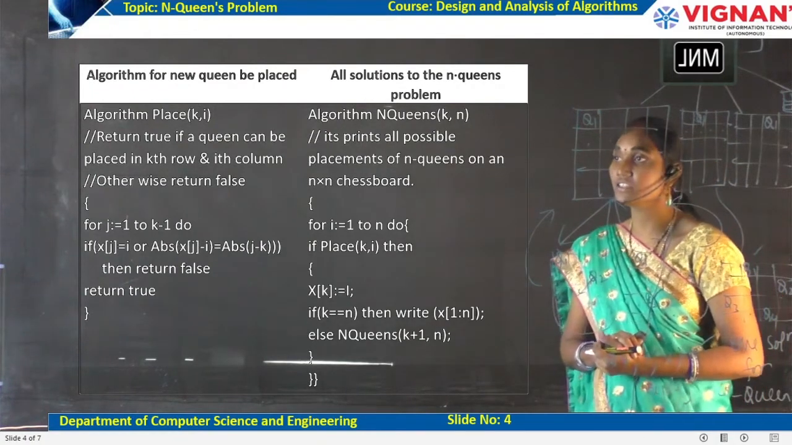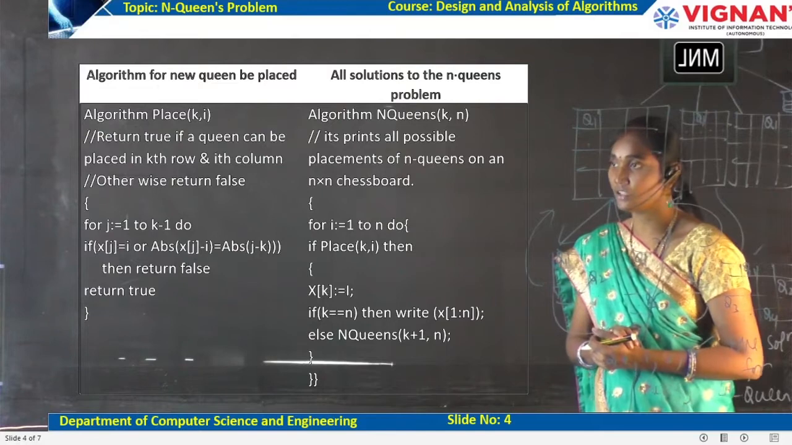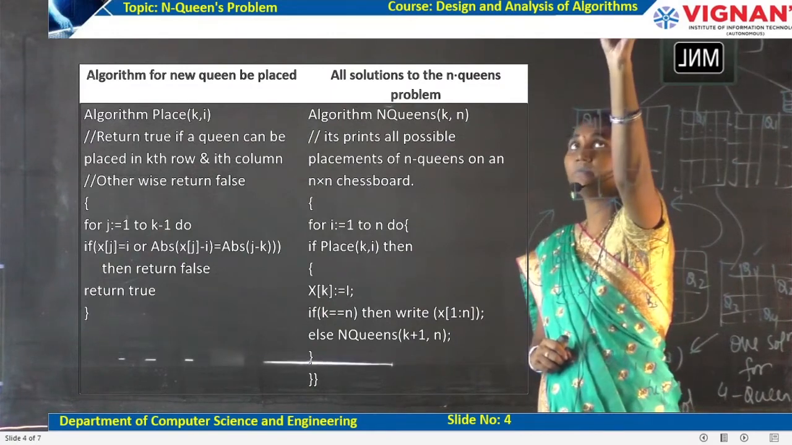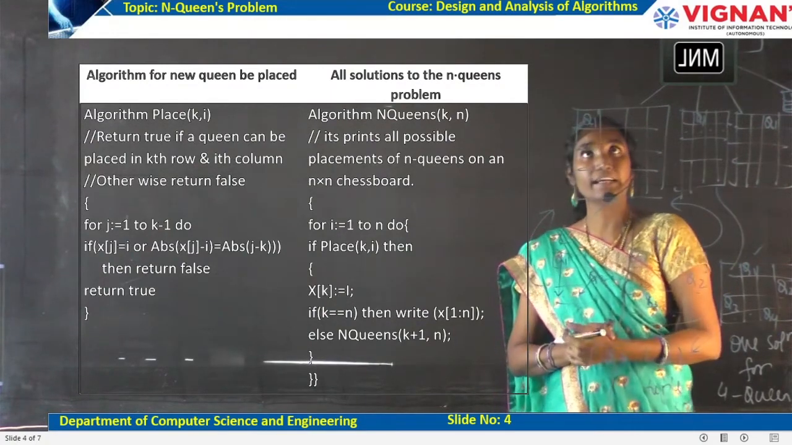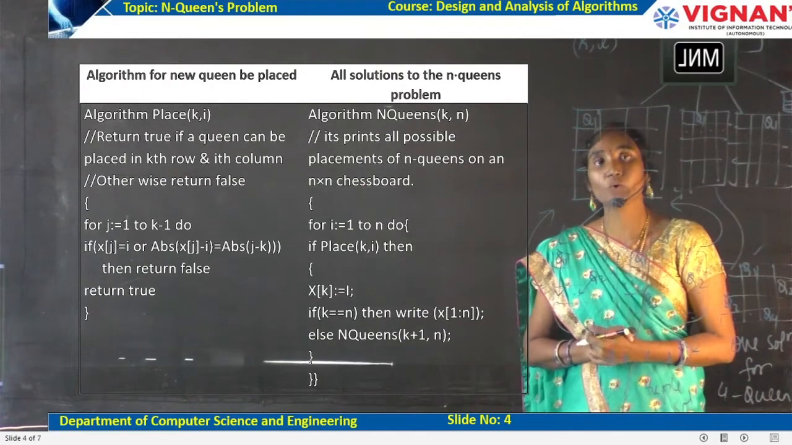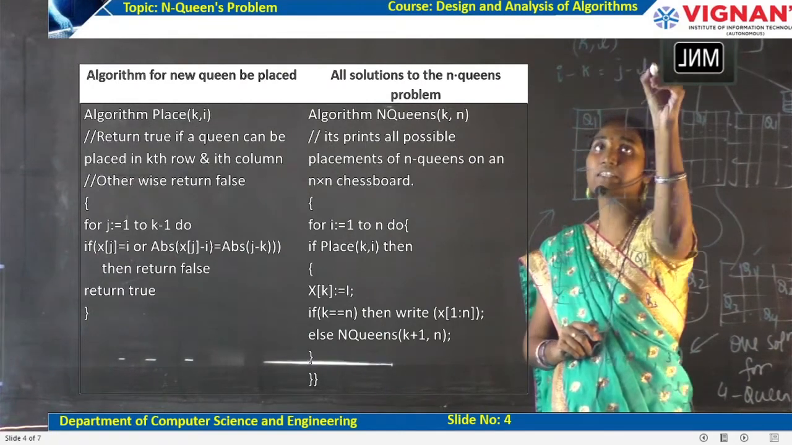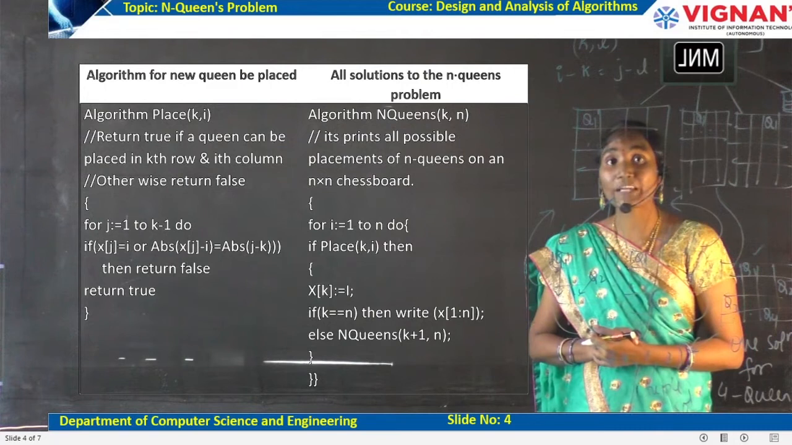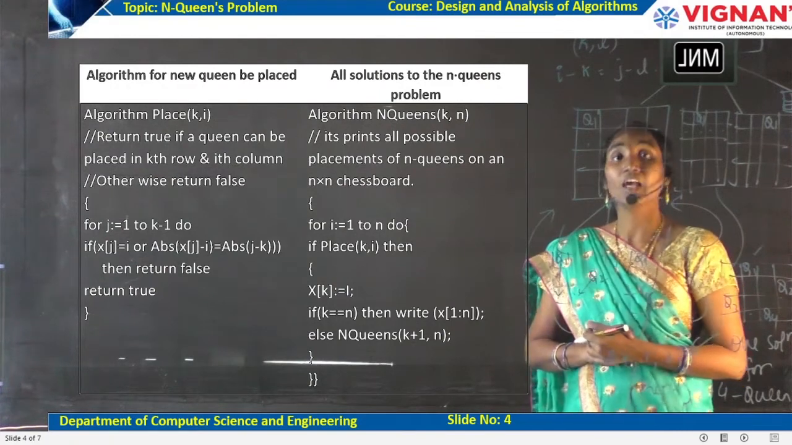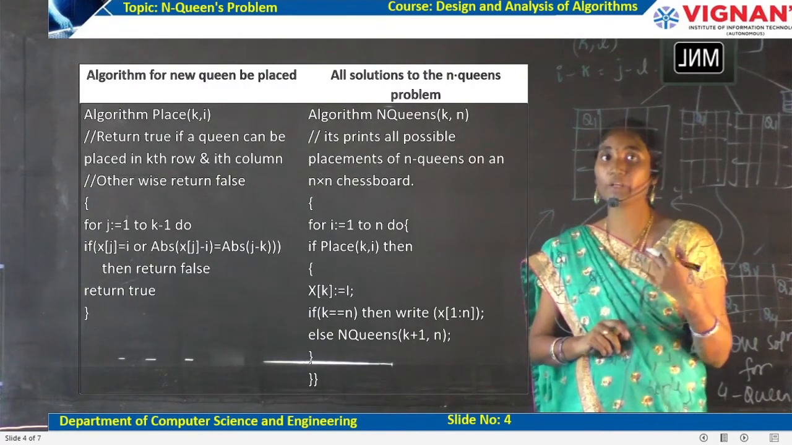Here it returns true if a queen can be placed in the kth row and ith column. Now suppose I have i comma j as one position and k comma l as the position of another queen. If i minus k is equal to j minus l, in that case the 2 queens are attacking diagonally. Please remember this. I need to remove such pairs and take another path, right?